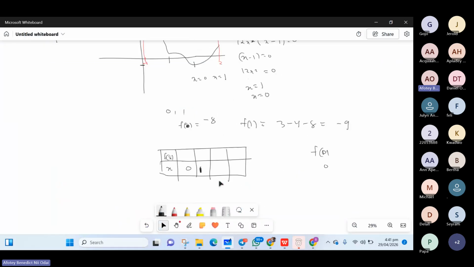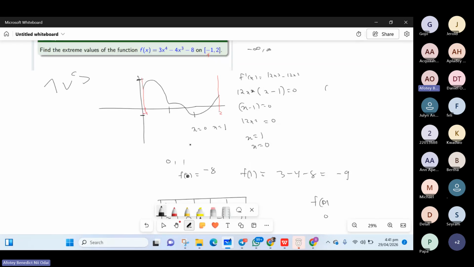So the endpoints are -1 and 2. Let's put -1 and 2 in our original equation. When x is equal to -1, we get 3 plus 4 minus 8, and this is equal to -1. When x is equal to 2, we get 32 minus 8, and this is equal to -8. So we get -1 and -8 respectively.